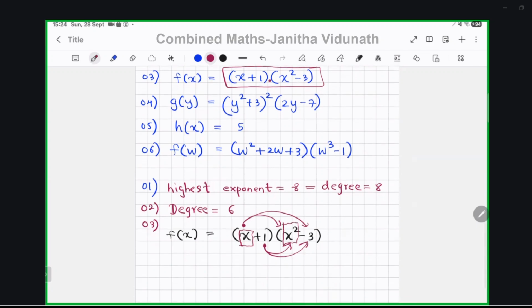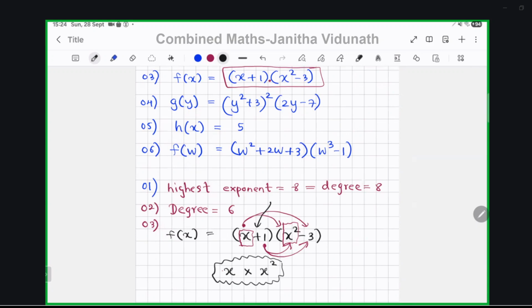Then we can think the term that gives us the highest power is the highest power term of the first bracket multiplied by the highest power term of the second bracket. That means x square. The highest power term should be given by the highest power term of each bracket.